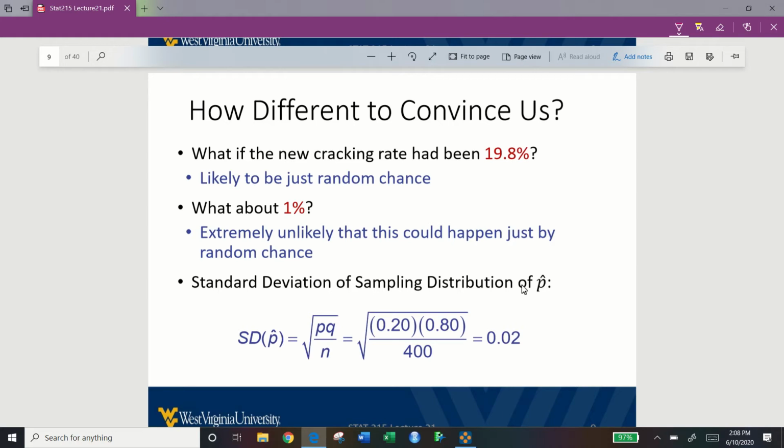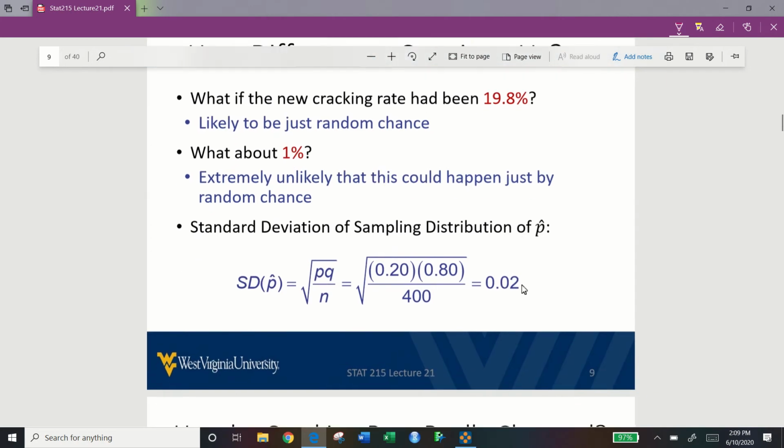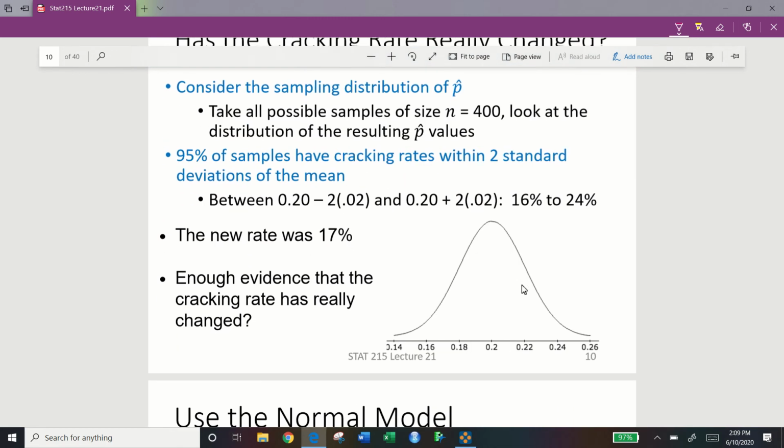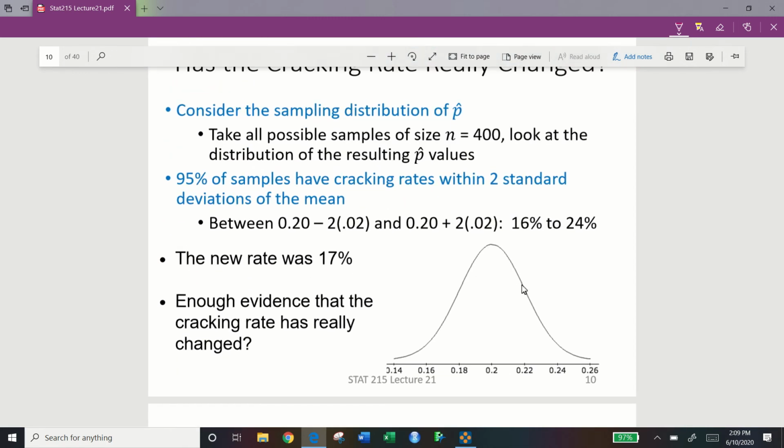If you think back to your 68, 95, 99.7 rule, you can remember that 68% of your information should lie within one standard deviation of your mean. In this case, one standard deviation is 0.02. So let us consider our sampling distribution of p hat. Let us take all possible samples of size n equal to 400 and look at the distribution of the resulting p hat values.